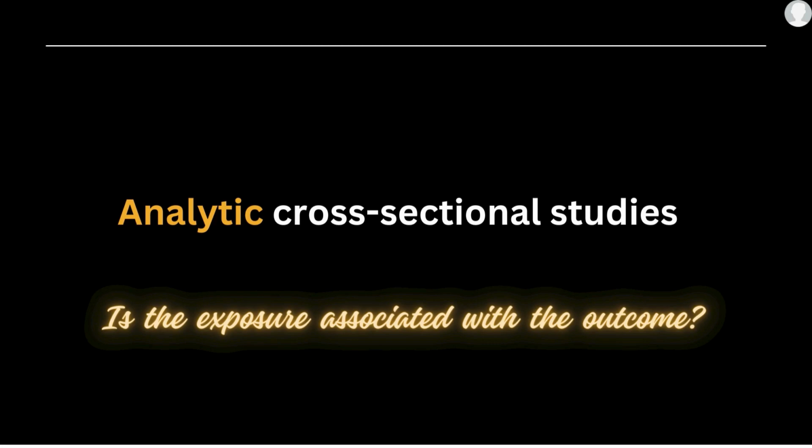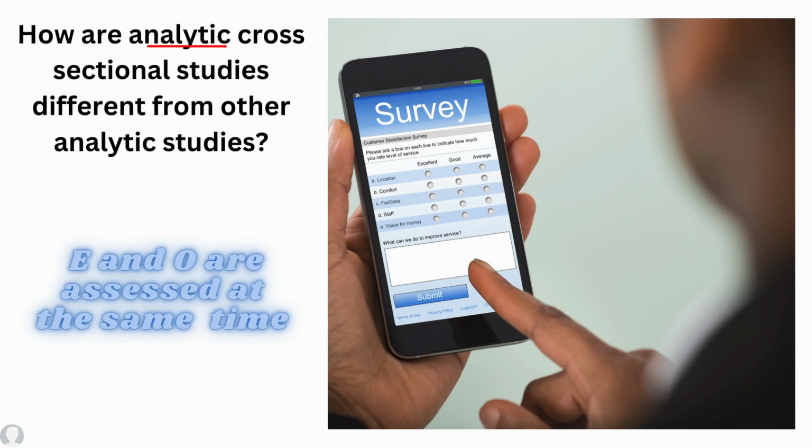Now let's talk about analytic cross-sectional studies. Unlike descriptive cross-sectional studies, which have the goal of describing the distribution of health issues by person, place, and time, the goal of analytic studies is to investigate determinants by testing for associations between exposures and outcomes. So it's the goals that separate descriptive and analytic cross-sectional studies. What separates analytic cross-sectional studies from other analytic study designs is when exposure and outcome data are collected in relation to each other. Cross-sectional studies assess exposure and outcome data at the same time from each participant.